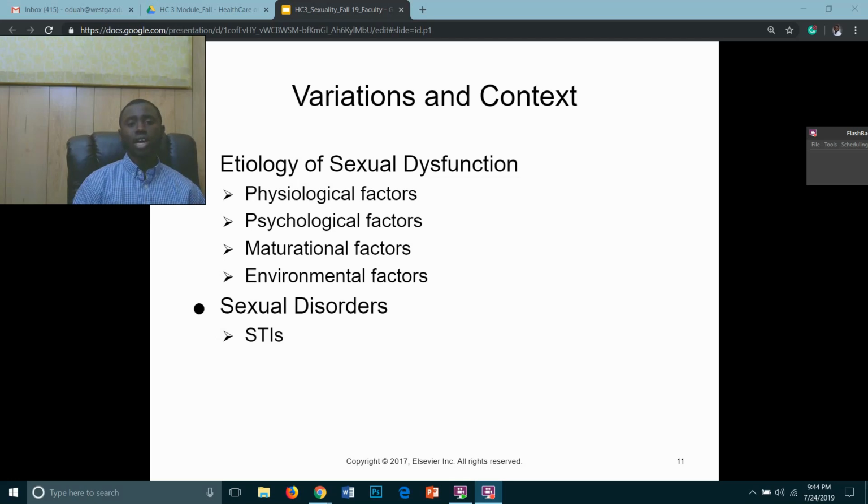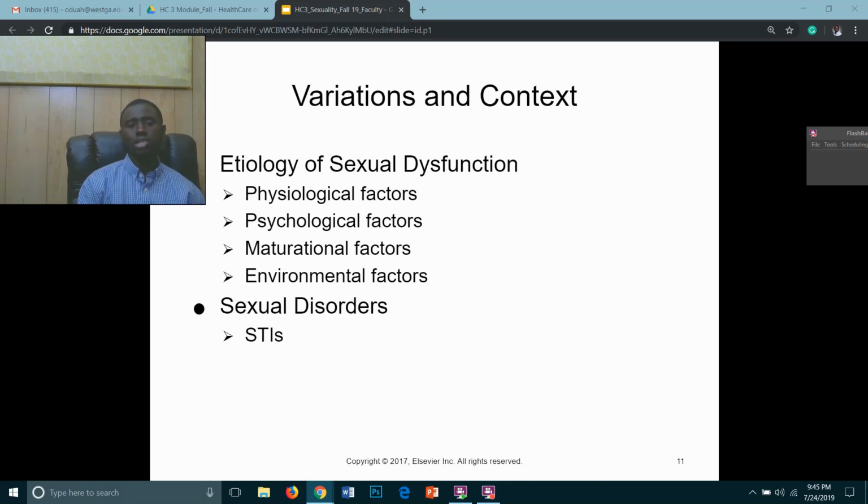Culture and values, as well as mental health conditions such as psychosis or alterations in cognition related to dementia, will also impact an individual's sexuality. In addition, you have maturational factors, and these are conditions that affect sexual maturity and may be as a result of knowledge deficit with regard to sexuality. For example, birth control, safer sex practices, and changes associated with aging.